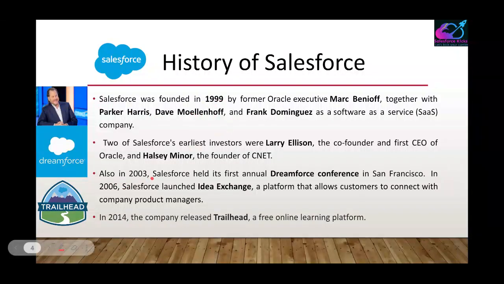Also in 2003, Salesforce held its first annual Dreamforce conference in San Francisco. Dreamforce is a conference they arrange every year to discuss the future of Salesforce and what new features are coming. I will cover this in later videos and explain more about it in detail.